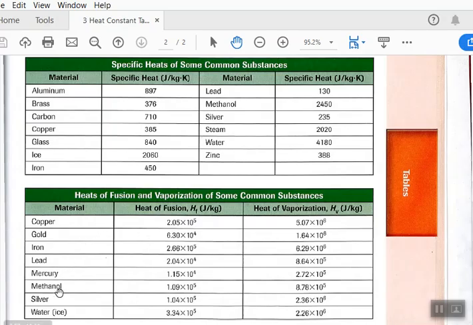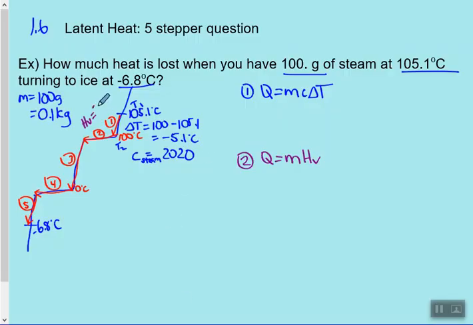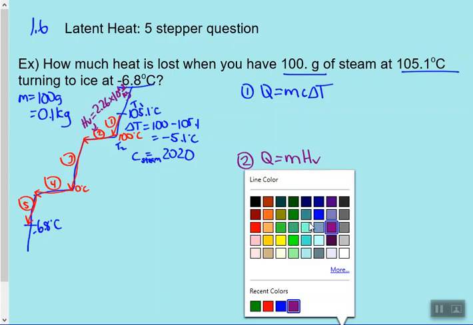So here, water or ice or steam. So here's our HF value. Here's our HV value. So 2.26 times 10 to the 6 joules per kilogram. Okay, so that's for there. Next step.